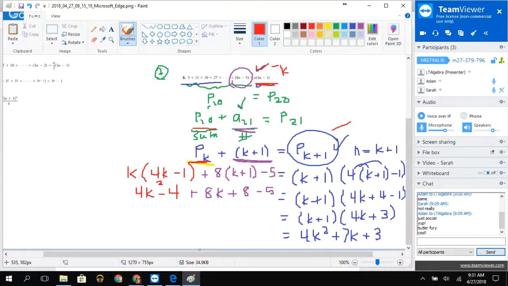What was I doing here? Oh, goodness. Was I distributing 4? I must have been distributing 4. All right, this is k. When I distribute that, yep. Now I'm going to simplify all this together, and I end up with 4k squared plus 7k plus 3. So if you notice, the left side and the right side of my equation match.